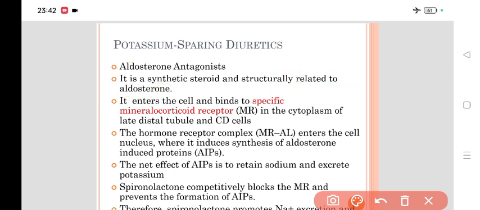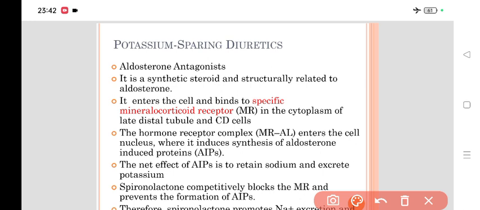Spironolactone is a synthetic steroid structurally related to aldosterone, and that's why it is an aldosterone antagonist. So what is the mechanism of action? It will enter into the cell and bind to the mineralocorticoid receptor. So we can also say that it's a mineralocorticoid antagonist. It enters the cell and binds to the specific mineralocorticoid receptor, that is the MR, in the cytoplasm of the late distal tubule and the collecting duct. What is the site of action of this potassium sparing diuretic?